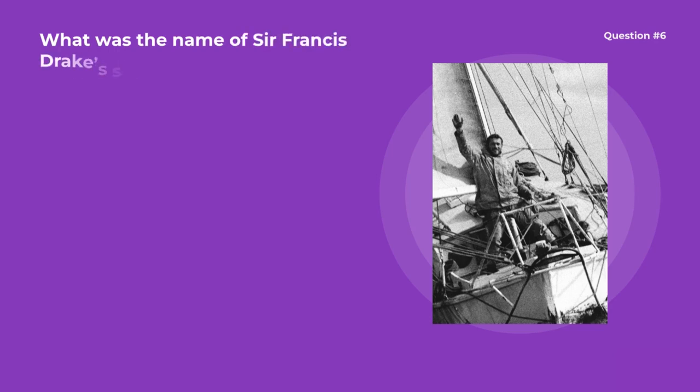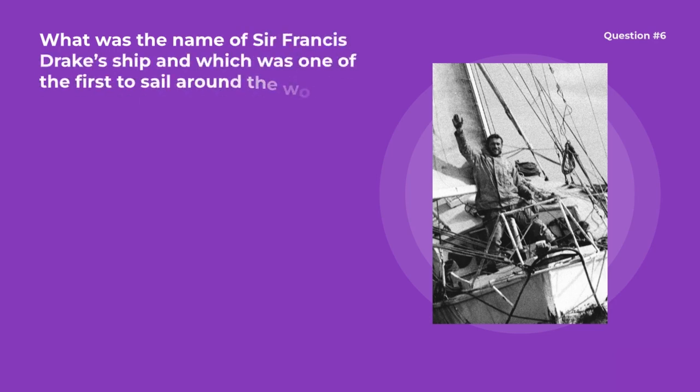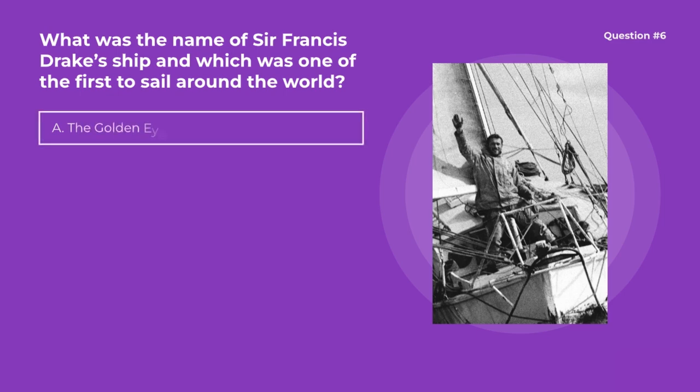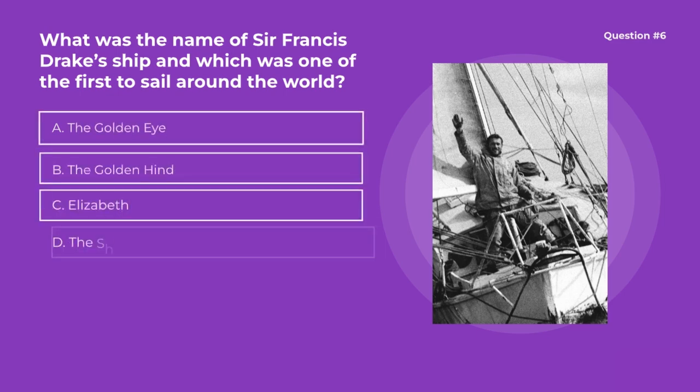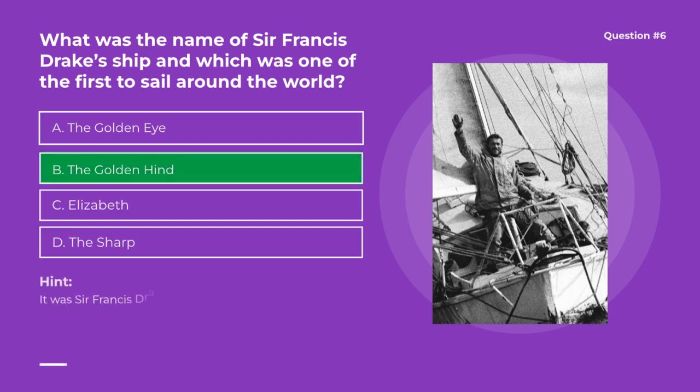Question number 6. What was the name of Sir Francis Drake's ship, which was one of the first to sail around the world? Options are A. The Golden Eye, B. The Golden Hind, C. Elizabeth, D. The Sharp. Correct option is B. The Golden Hind. It was Sir Francis Drake's ship that circumnavigated the globe.